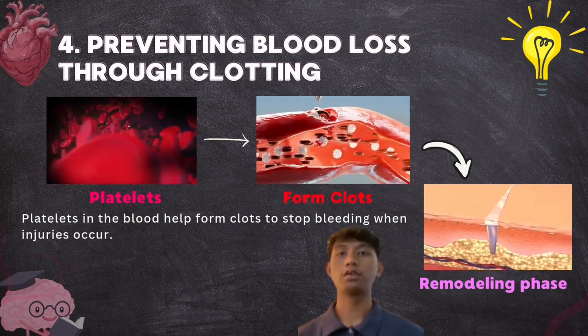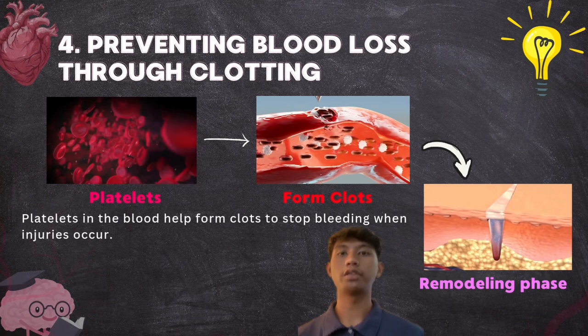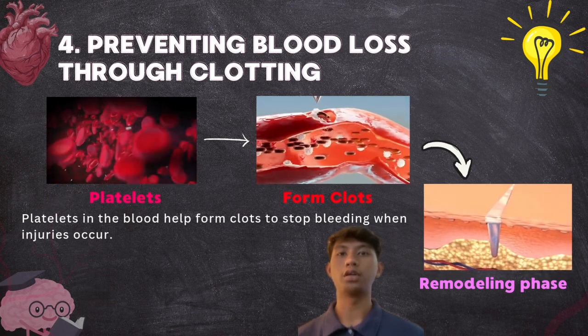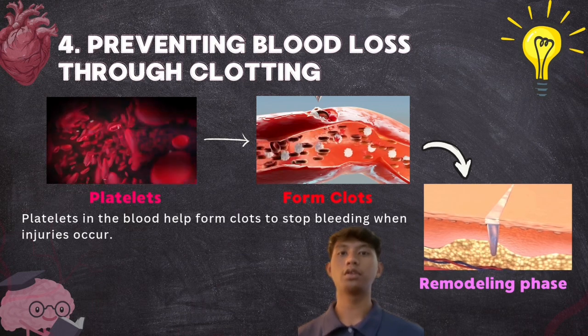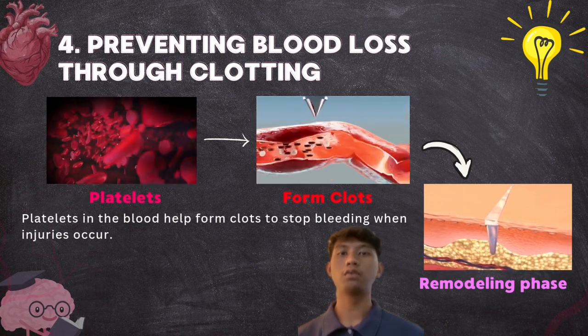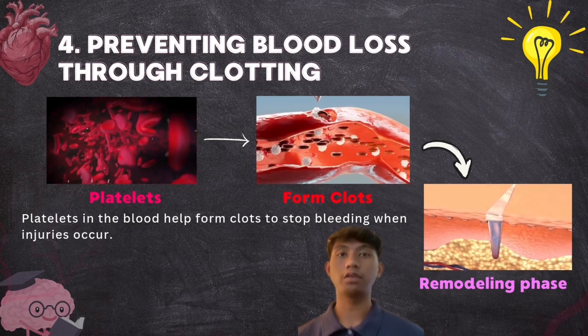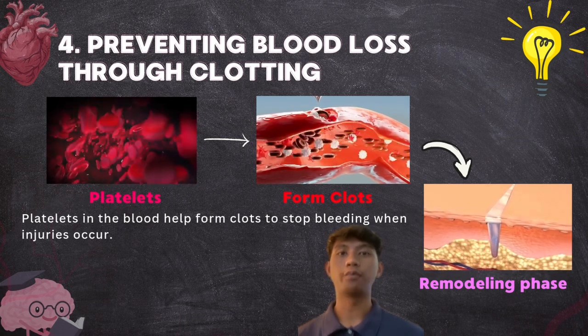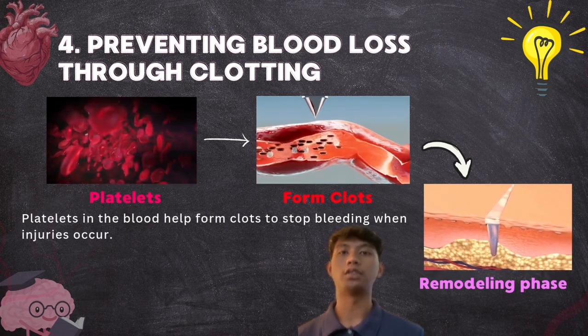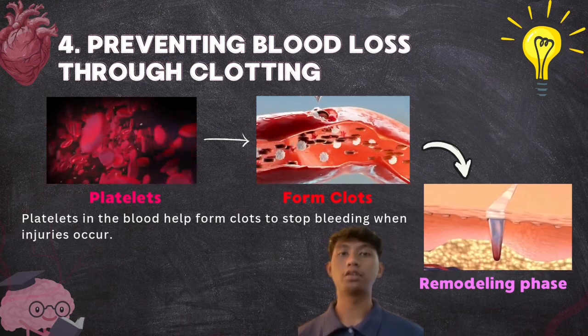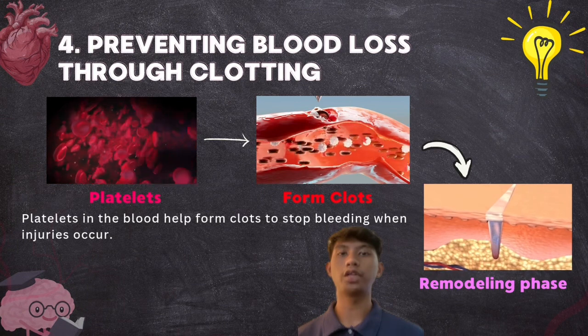When there's a cut, platelets rush to the area and stick together. They release chemicals that help form a clot like a plug. This stops the bleeding and helps the wound start healing. Clotting is important because it prevents too much blood loss and protects the body from infection.